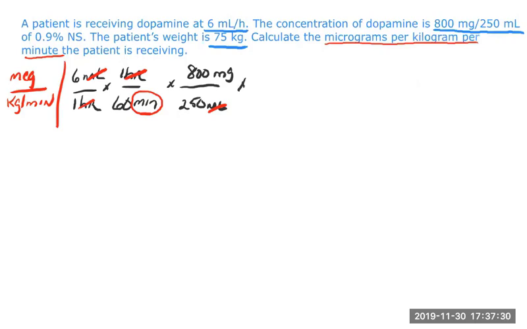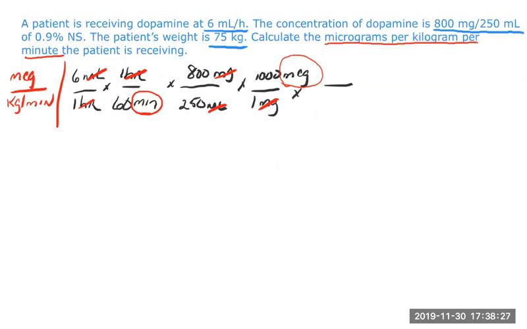So we're going to need our answer in micrograms. So we're going to cancel out this milligrams here and say we have 1,000 micrograms. And now we can cancel out milligrams here, and we are going to circle micrograms because that is part of our final answer.